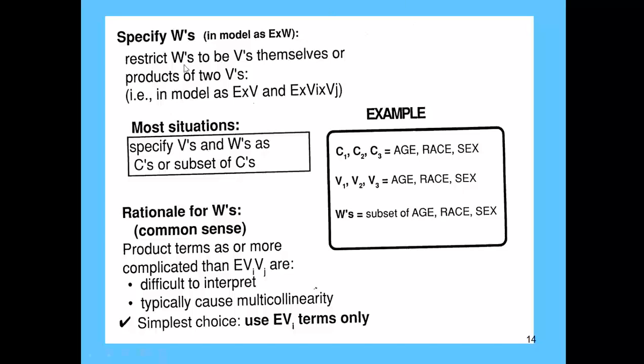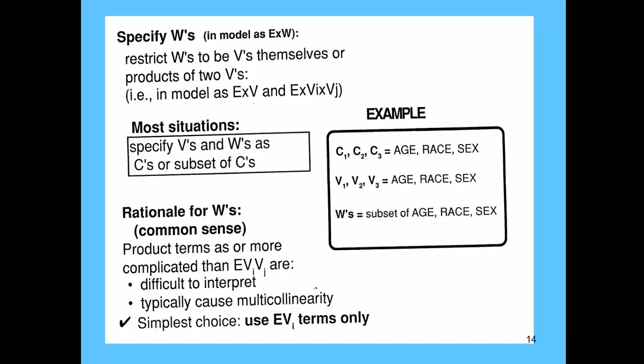I say you should restrict the W's to be either the V's themselves or products of 2 V's, but not products of more than 2 V's. And there's a reason why I'm saying the V's and I'm not saying the C's. We'll talk about this in a minute or two. If the C's are age, race, and sex, and you decide that the V's are age, race, and sex, then the simplest thing to do is to say the W's ought to be age, race, and sex. That would mean that age, race, and sex go into the model as V's, and they also go into the model as a product term with E.